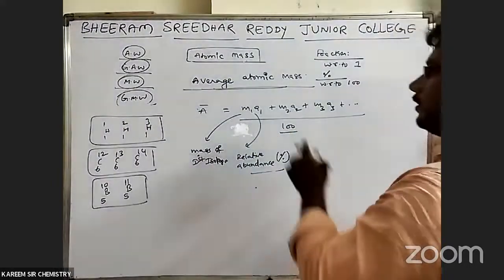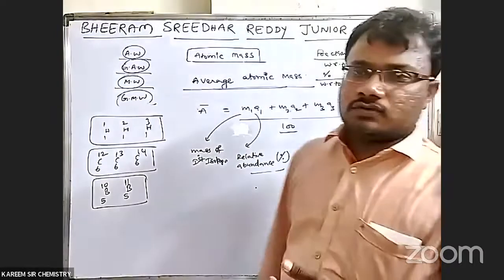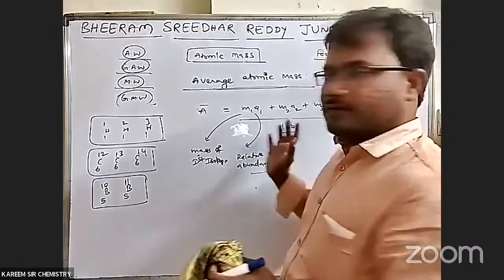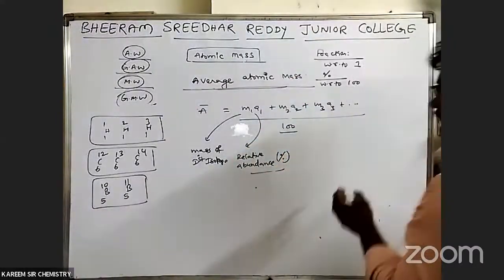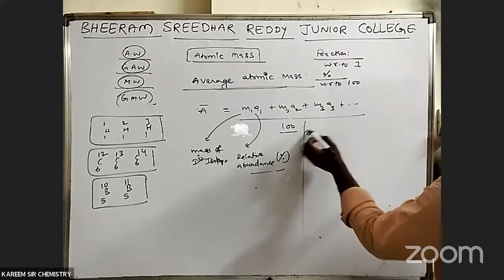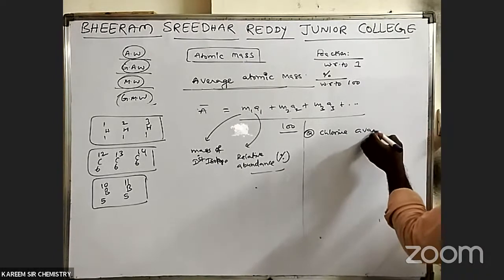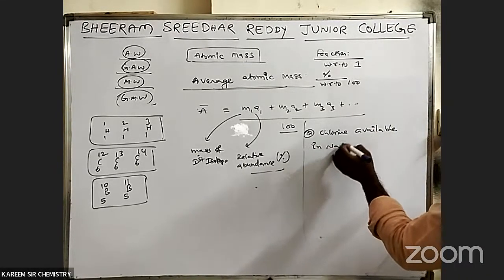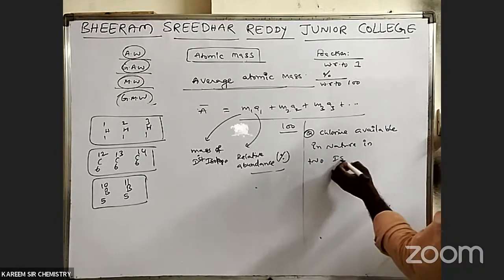Okay. So if three isotopes are there, they will give the data of three isotopes. If four isotopes are there, they will give the data of four isotopes. Like that. So simply I will give one question. Try to do it. See here, chlorine is available in nature in two isotopic forms.